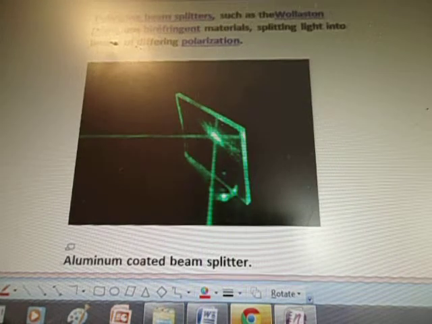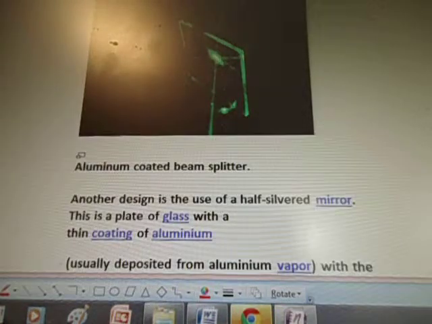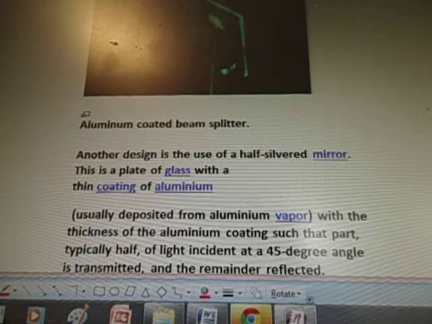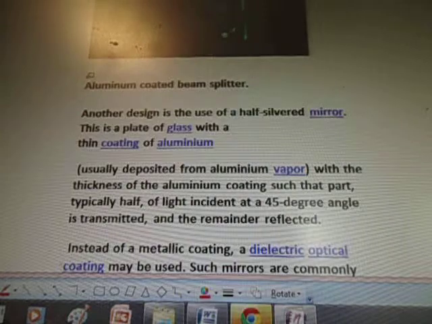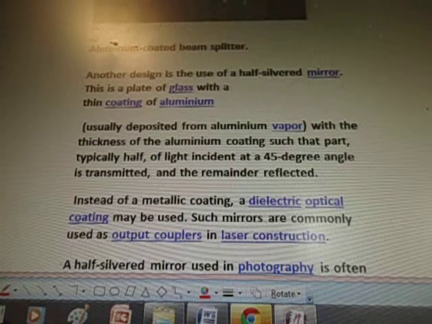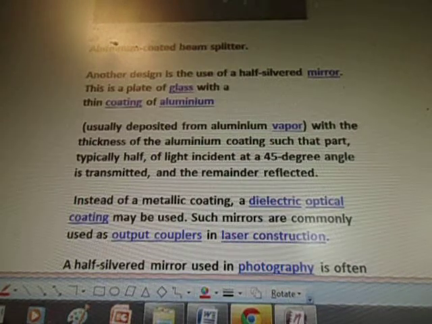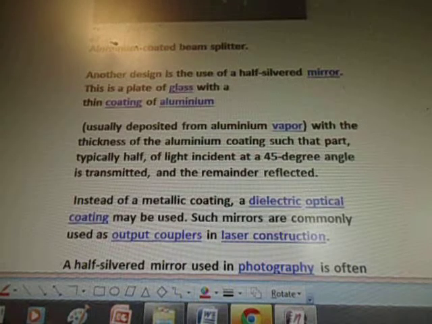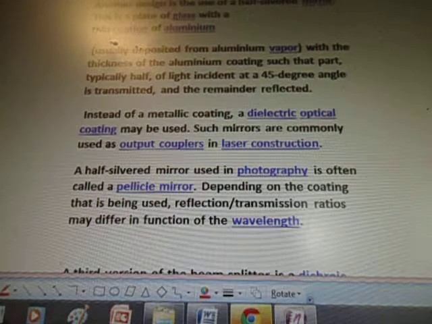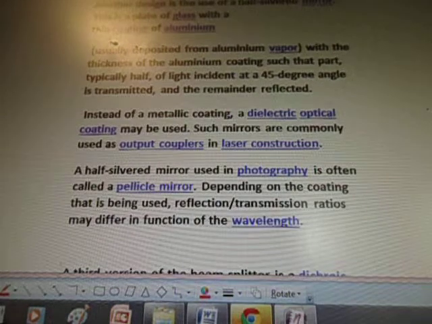There's a picture. Pictures are good, right? Aluminum coated beam splitter. Another design is the use of a half silvered mirror. This is a plate of glass with a thin coating of aluminum, usually deposited from aluminum vapor, with the thickness of the aluminum coating such that part, typically half, of light incident at a 45 degree angle is transmitted and the remainder is reflected. Instead of a metallic coating, a dielectric optical coating may be used. Such mirrors are commonly used as output couplers in laser construction.